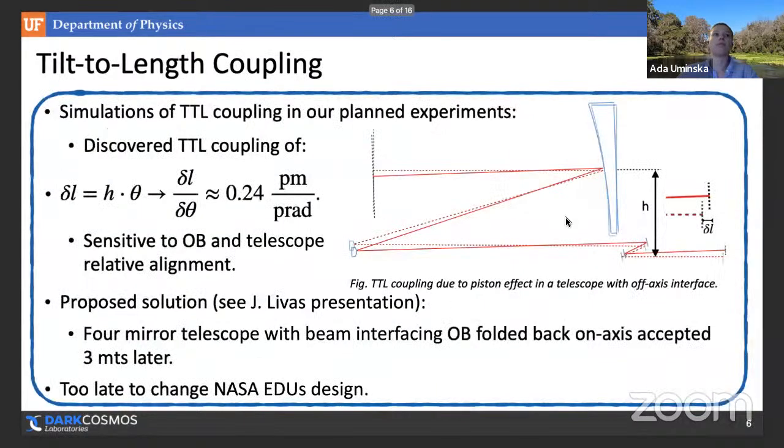So this will be not only a problem in our measurement, but it's also sensitive to optical bench and telescope relative alignment. A proposed solution was to redesign the interface and fold the beam back on the primary mirror of the telescope on axis. This was discussed in Jeff's presentation on Tuesday as well. This solution was accepted 3 months later. However, it was too late to change the NASA EDU design, as the project was pretty advanced. But it highly impacts our measurement.